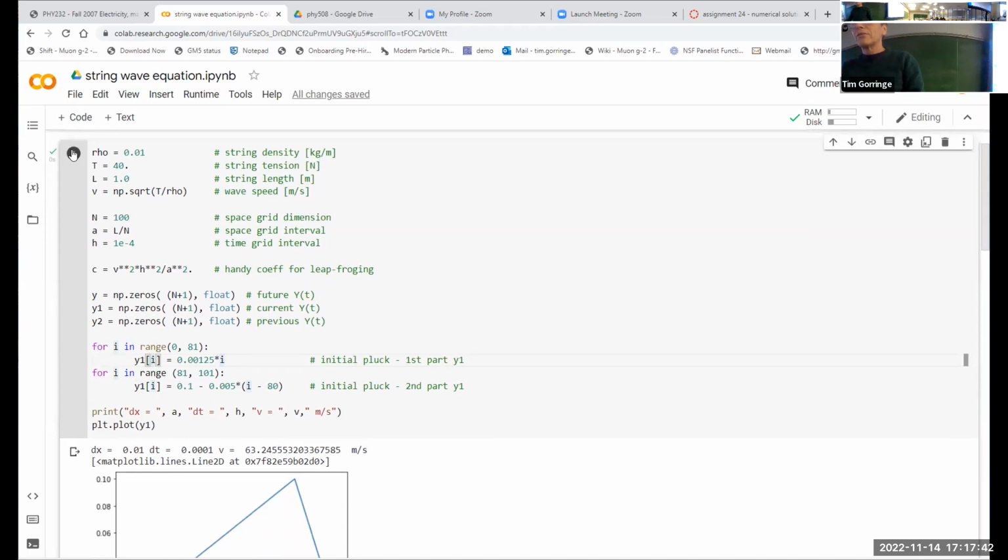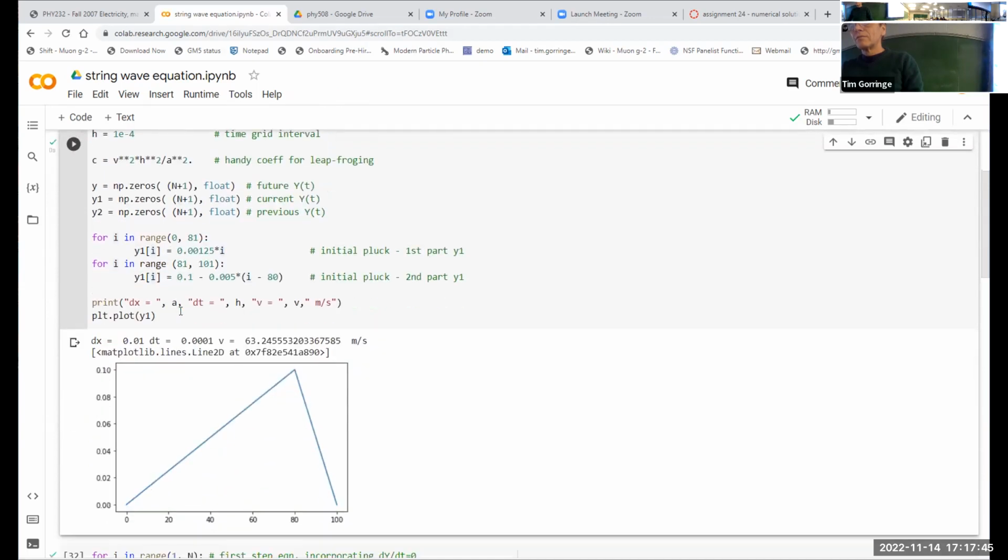Okay, so I better execute that. Just so we're happy with that, I plotted out this function y1, the current displacement of the string at this initial condition, at time 0. So here's the left-hand end of the string. Here's the right-hand end of the string. This is where I stuck my finger at 80 centimeters. You see the 80 centimeters in here. And so this is my initial condition.